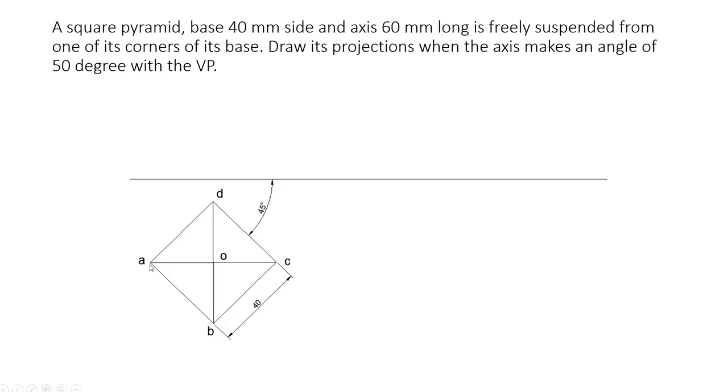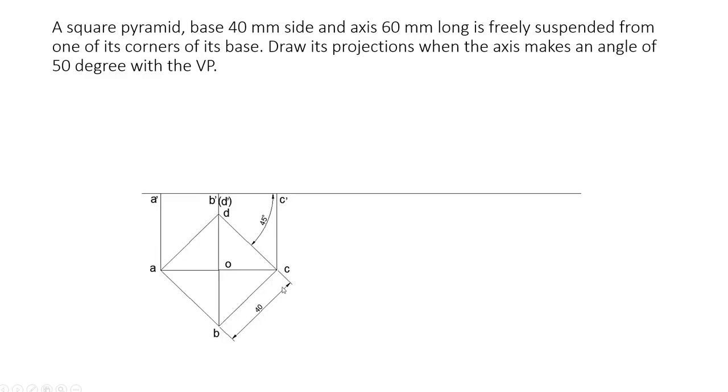Now name those points as A, B, C, D, O. Dimension the 45 degrees and the edge length 40 mm, square 40 mm. Now to get the front view, first project all these base points A, B, C, D to the reference line. So this is A dash, this one will be B dash and D dash, and this one will be C dash, so that you get the front view of the base.